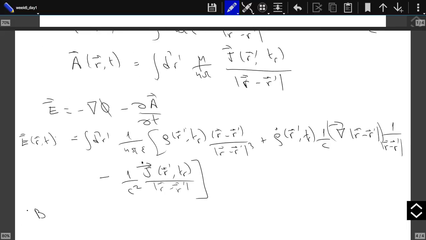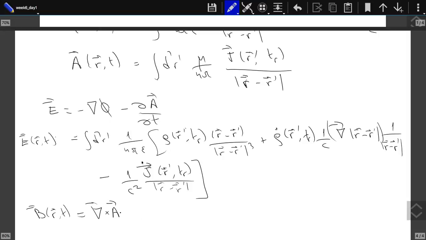Now let's look at B. Remember, this is the curl of A. And again, A depends on R. Keeping this there, curl is with respect to R again. A depends on R both through this factor 1 over |R minus R prime|, and also through that TR. So those two things we have to take into account.